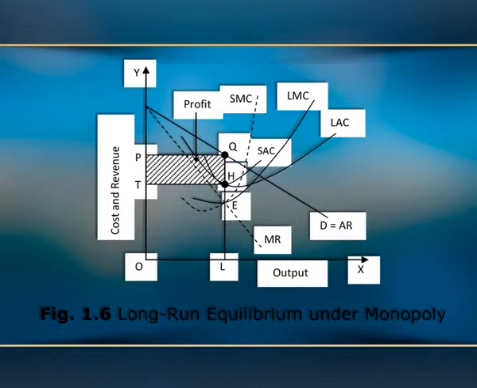Figure 1.6 portrays the long run equilibrium of the monopolist. He is in equilibrium at output OL, at which the long run marginal cost curve LMC intersects the marginal revenue curve MR. Given the level of demand as indicated by the positions of the AR and MR curves, he would choose the plant size whose short run average and marginal cost curves are SAC and SMC. He will be charging price equal to LQ or OP and will be making profits equal to the area of rectangle THQP.